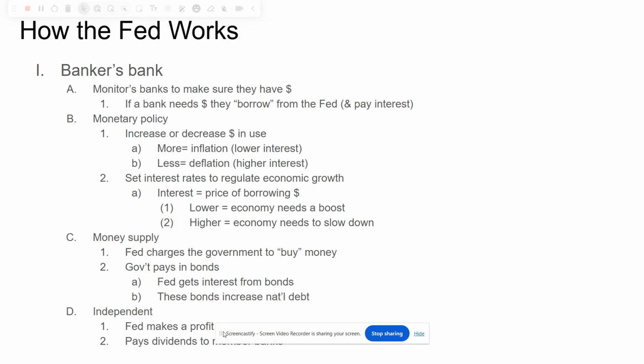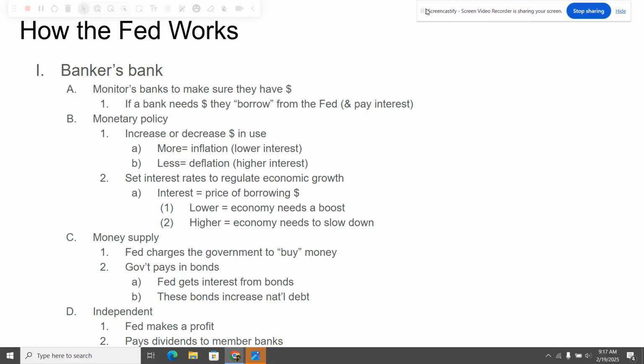What exactly does the Fed do? The Fed is a bank. It's a private bank, but it's not a bank that anybody can just walk into and open up an account. It's a bank for other banks. It monitors banks and makes sure that they have money.